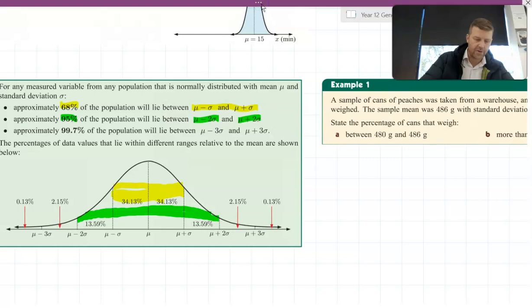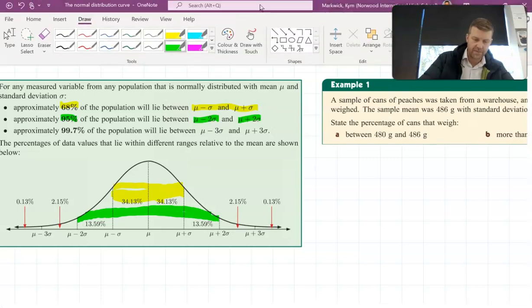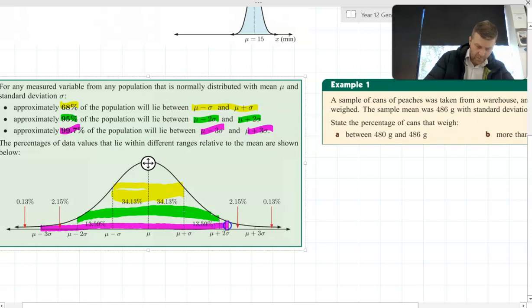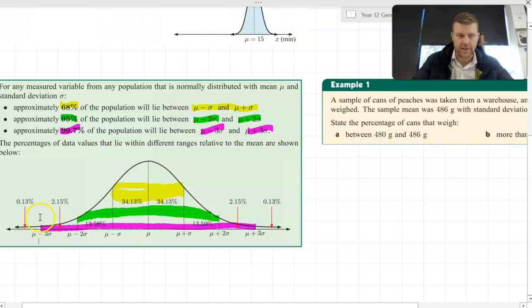And then 99.7% of the data, let me change my color, will fall between 3 standard deviations below and 3 standard deviations above. So basically 99.7% of the data will be in this section here. There's obviously 0.13% approximately above, and 0.13% approximately below those points, 3 standard deviations above and 3 standard deviations below, but approximately 99.7% will lie between those points.